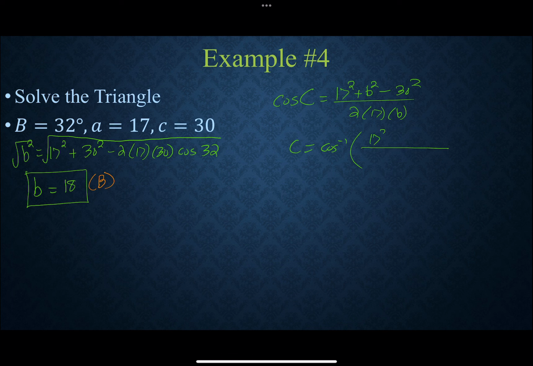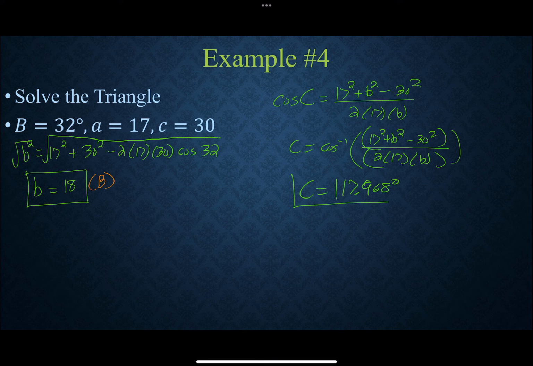Now in this case, we kind of have to do the cosine inverse of that fraction all together. So that's where, again, you're using your alpha y equals to type in the fraction button, or you're putting parentheses around the entire numerator and entire denominator. So for the fraction button, it would just kind of look like that right there. Fraction, 17 squared, b squared, all that kind of stuff.